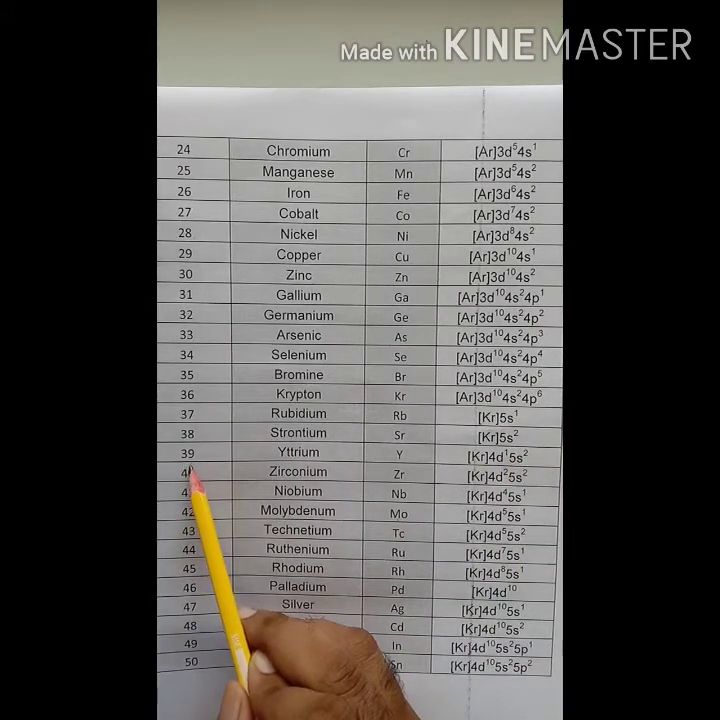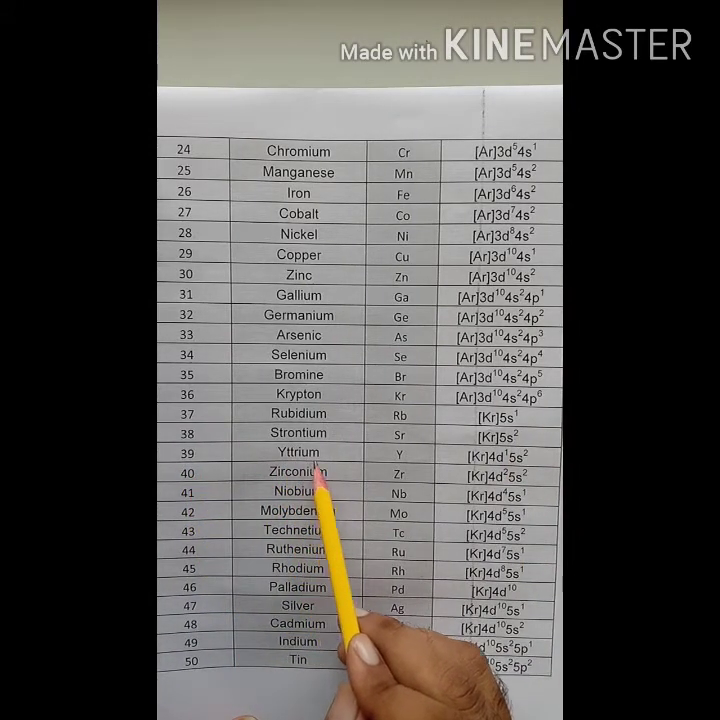Next atomic number is 39. Name of the element is yttrium.